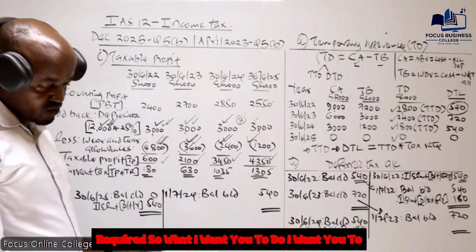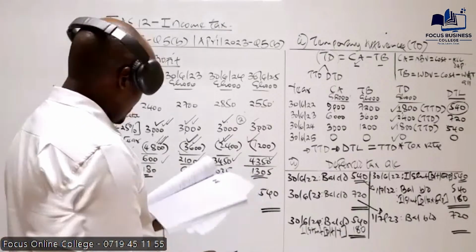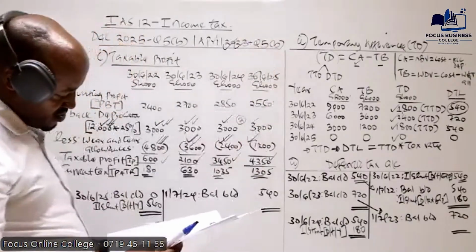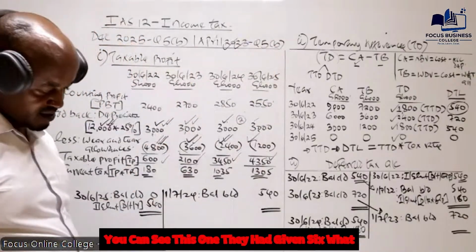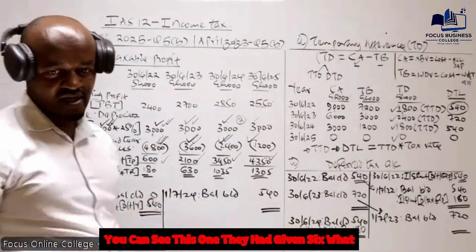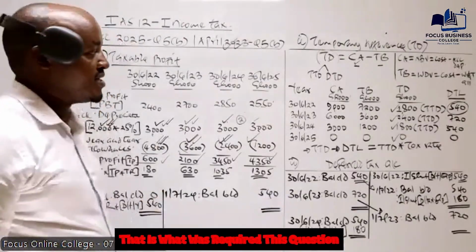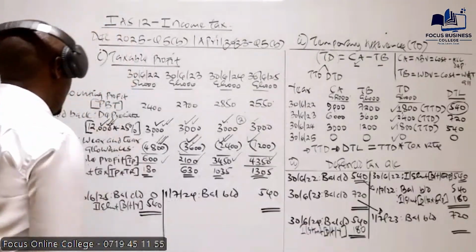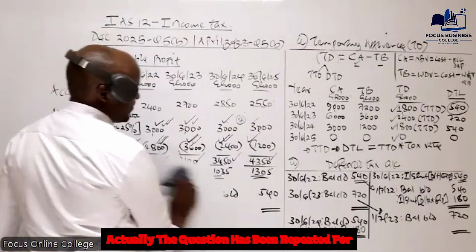So what I want you to do is this question. Though the two questions were just the same, although like this one, they had given 8 marks. You can see this one, they had given 6 what? 6 marks. But generally, that is what was required. This question has been repeated 3 times.